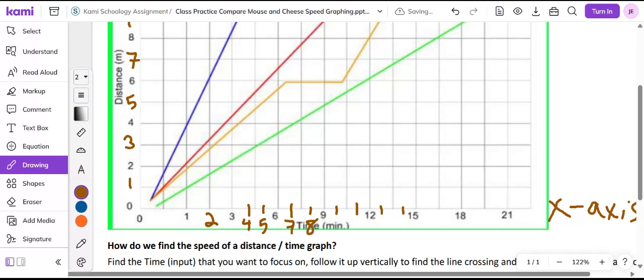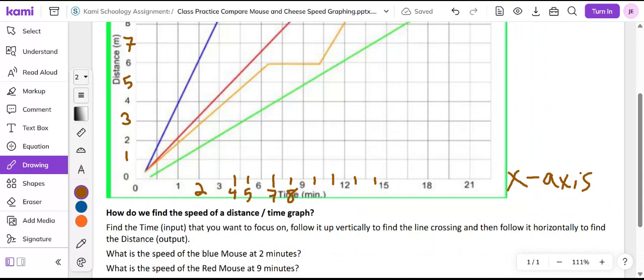Okay, so now that we're identifying the minutes and then the meters, let's take a look at the question. In order to find the time input that you want to focus on, we're going to follow the time input vertically up to find the line where it crosses, and then we're going to follow it horizontally out to the left to find the distance, where it is the output.